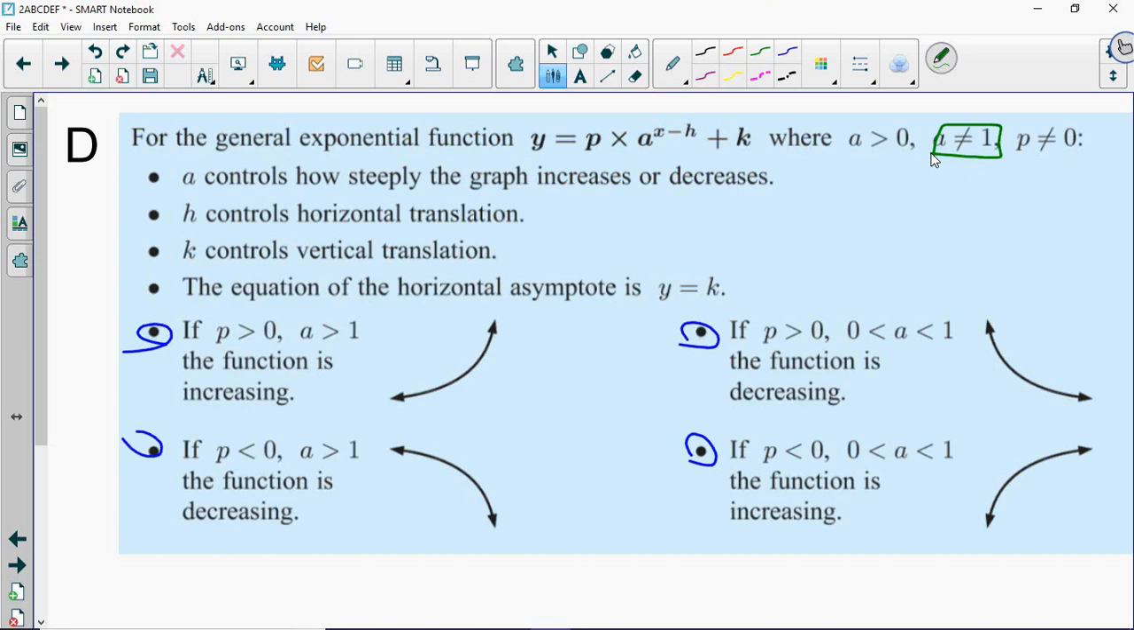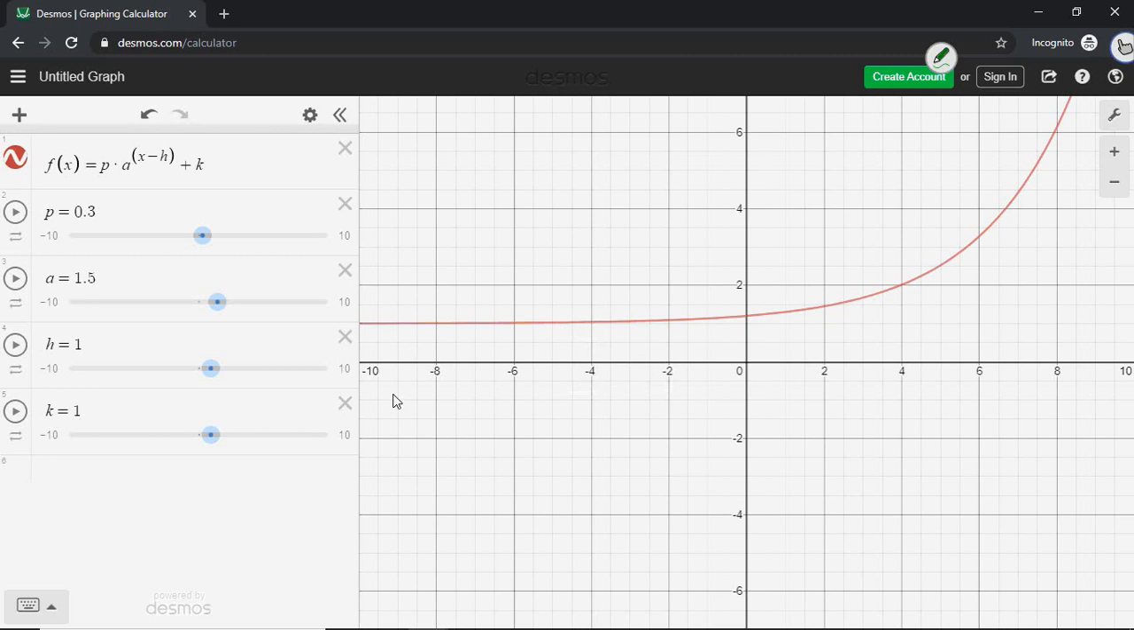We require also that a is a positive number. That's because if we have a negative value raised to a power, things start to get a little wacky. If we raise it to an odd power, it ends up being a negative number. If we raise it to an even power, it ends up being positive. If we raise it to a power that's not a whole number, we end up getting into a lot of trouble because we might end up trying to take the square root of a negative or something like that. So when we talk about exponential functions, a is always going to be positive. And also p needs to be non-zero because if it were equal to 0, then this whole term would drop out.